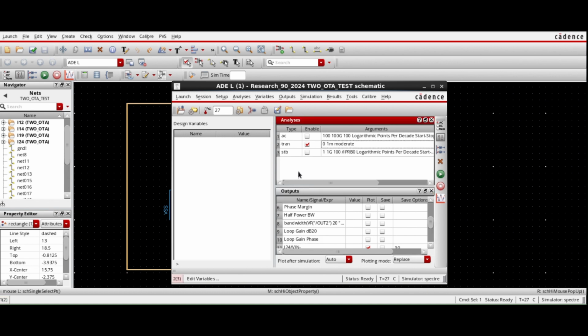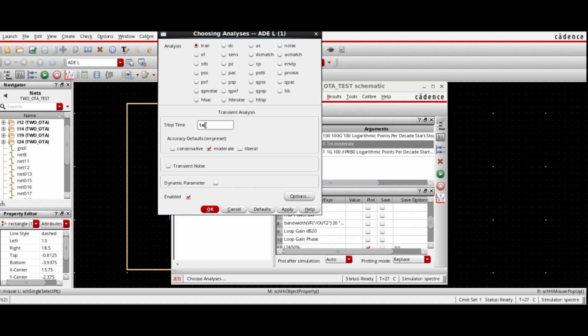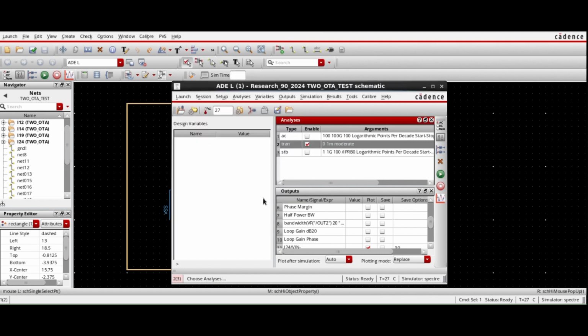To perform the transient analysis, you have to set the transient here. Then I set the stop time to 1 millisecond because I'm going to show 10 cycles. My frequency is 10 kilohertz and the period is 0.1 millisecond. If I plot 10 cycles, then the stop time will be 1 millisecond, and the accuracy level is moderate. And please click here to enable, and okay.